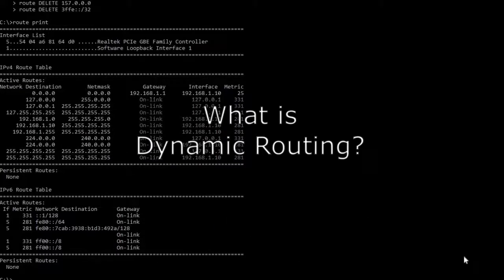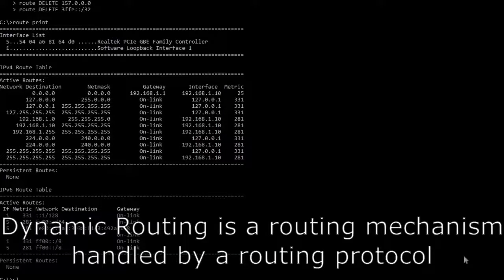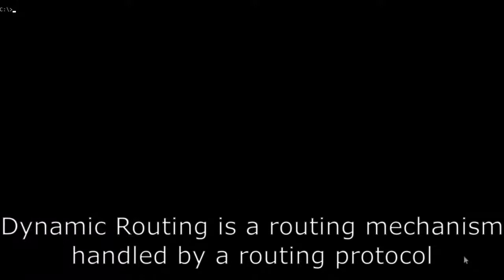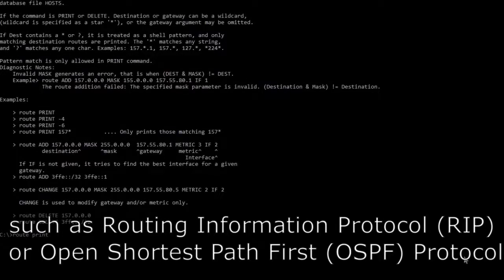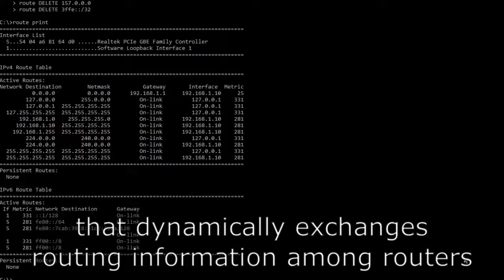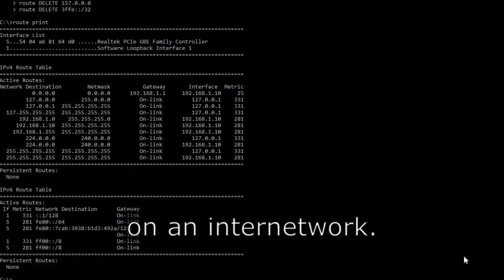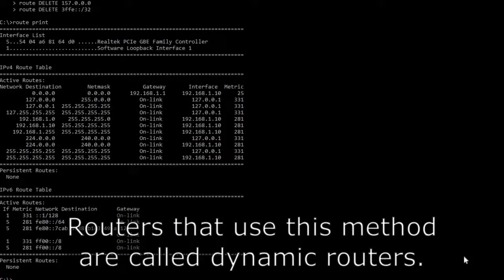Dynamic routing. Dynamic routing is a routing mechanism handled by a routing protocol, such as Routing Information Protocol or Open Shortest Path First Protocol, that dynamically exchanges routing information among routers on an internet network. Routers that use this method are called dynamic routers.